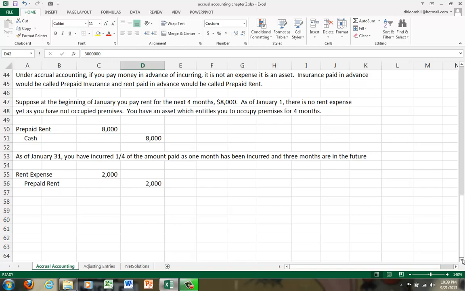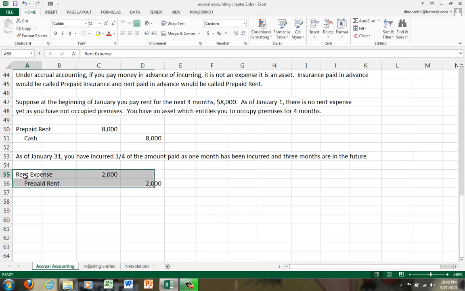As of January 1st though, no rent expense exists yet because you have not yet occupied premises. But what you do have is an asset that entitles you to occupy premises for 4 months. So, when you pay the money, you would debit prepaid rent, which would be considered an asset, and you would credit the cash. Now, when we fast forward to January 31st, we no longer have 4 months in the bank. One of those months has expired, we've occupied premises for a month, and we have to match the cost of that to the period of time. So 1/4 of the amount is now incurred.